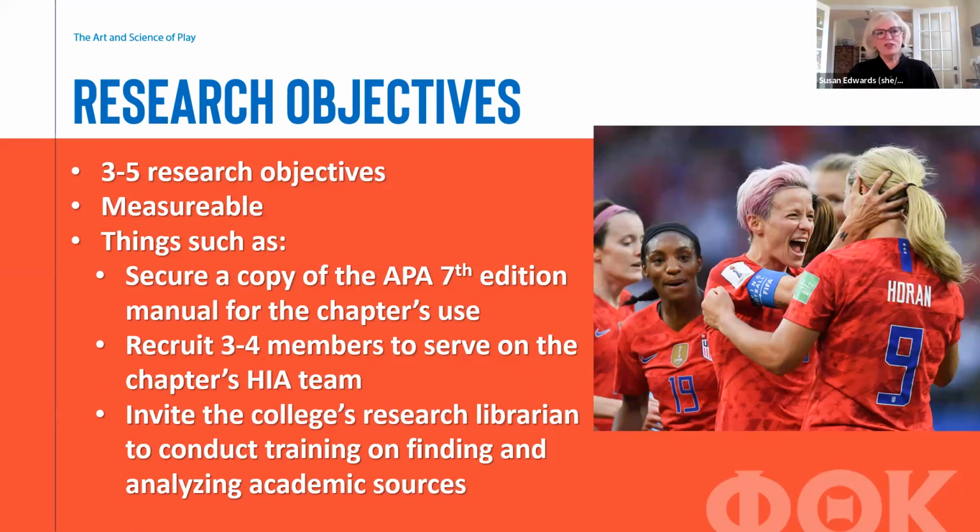So research objectives, I mentioned that these are getting better and better. It's very exciting, but sometimes chapters forget to have some research objectives. So you really want 3 to 5 of those, ideally. Sometimes there are fewer, sometimes chapters have a lot more, but 3 to 5 makes a lot of sense. They need to be measurable. So you want to make sure that you can measure at the end of the process or throughout the process how you're doing with your objectives. If you're not sure how to set SMART goals, how to measure objectives, that's where those coaches come in, right?